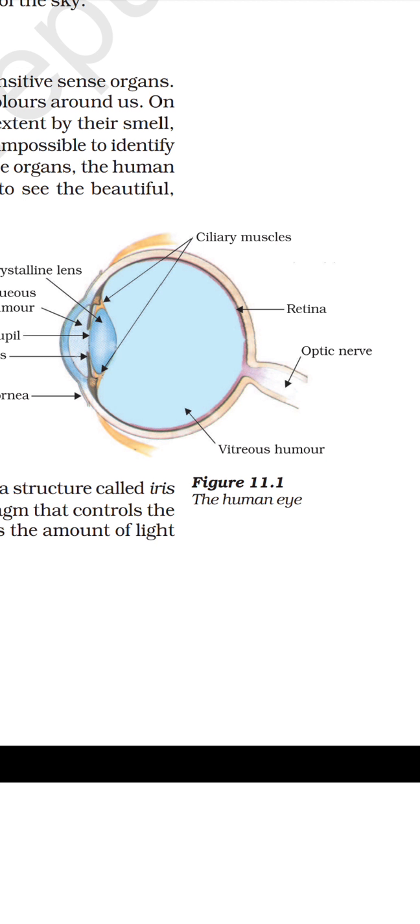The point where the retina and the optic nerve meet: if the image of an object falls on that point, then the image cannot be seen by the eye. That is why that spot, where the retina and the optic nerve meet, is called the blind spot.